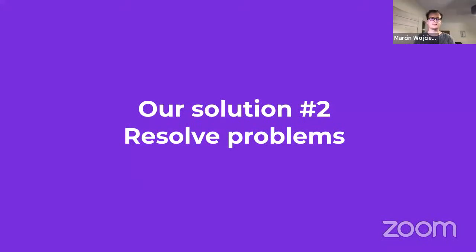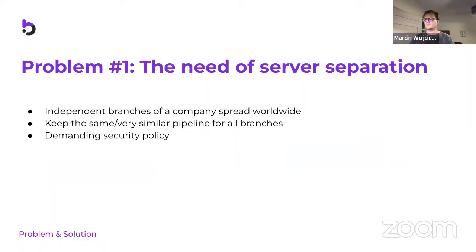Right, thank you, Szymon. Now that we have the problems and we have the tools to resolve them, let's actually talk about the solution that we proposed to the client. So the problem number one was the need of server separation. That was a result of independent branches of the company that is spread worldwide. They wanted us to keep a very similar or even the same pipeline for all of the branches, and they had a demanding security policy.